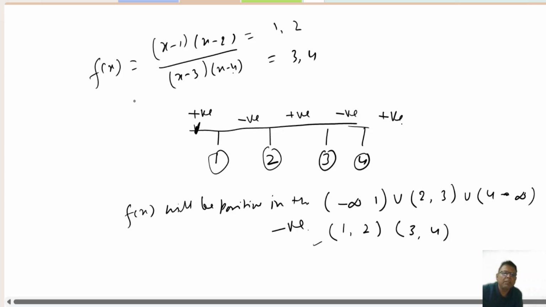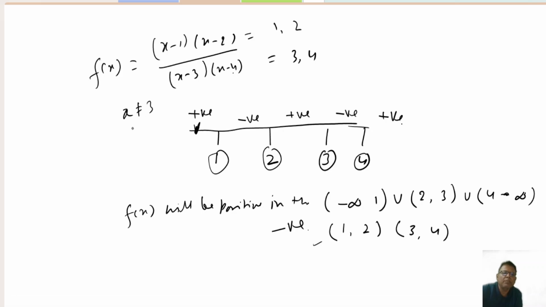And obviously this function is not defined at x equal to 3 and x equal to 4, because if x is equal to 3 the denominator becomes 0 and the function is undefined.